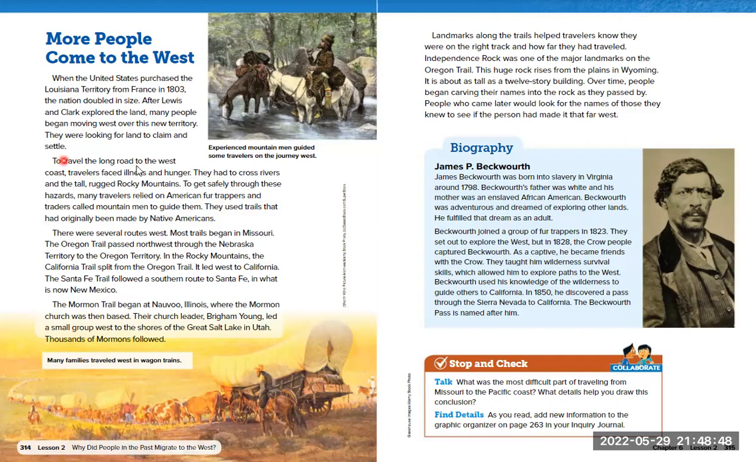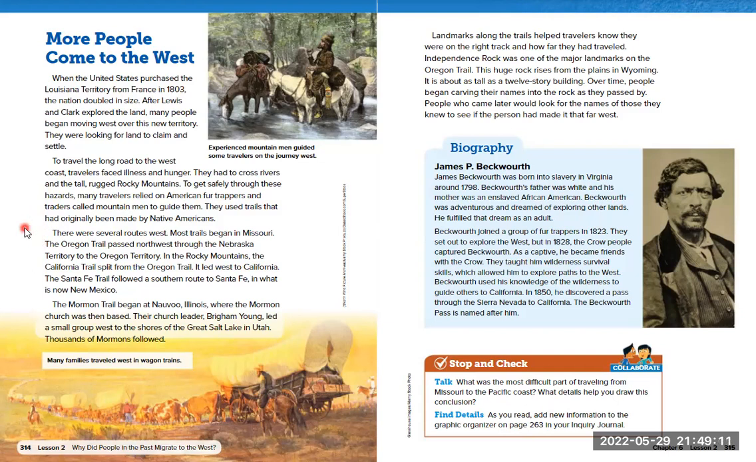To travel the long road to the West Coast, travelers faced illness and hunger. They had to cross rivers and the tall, rugged Rocky Mountains. To get safely through these hazards, many travelers relied on American fur trappers and traders called mountain men to guide them. They used trails that had originally been made by Native Americans. There were several routes west.